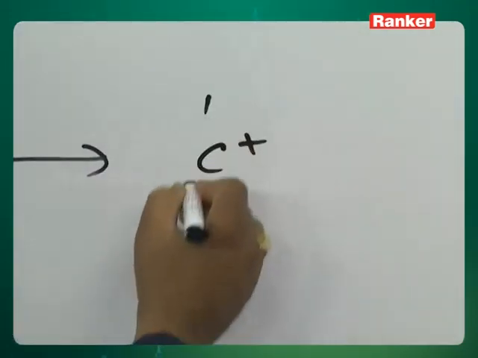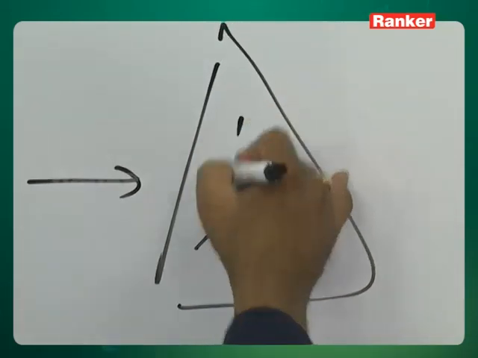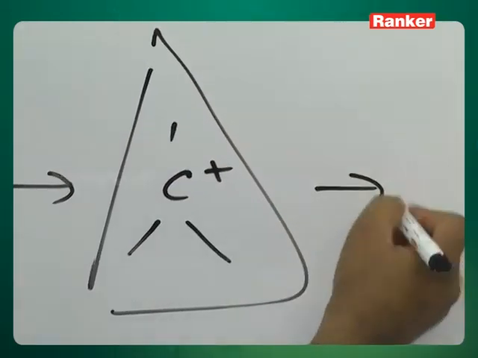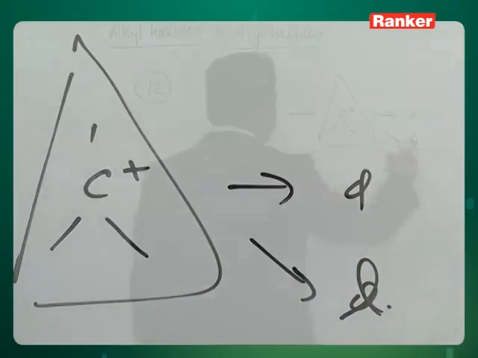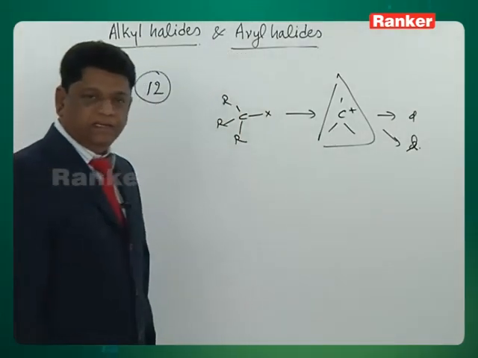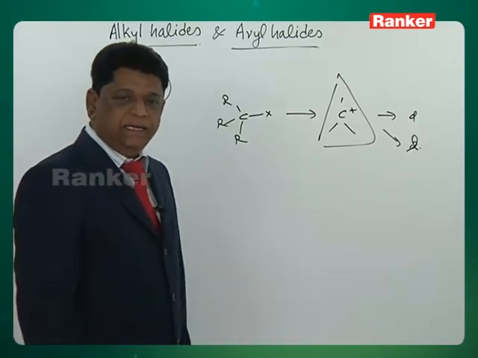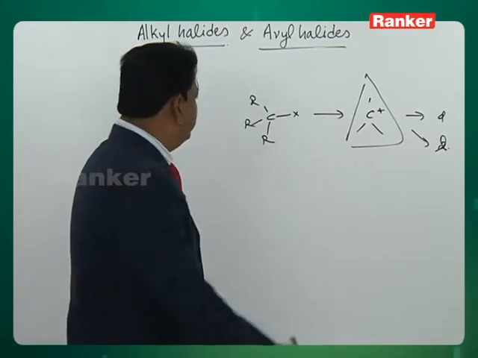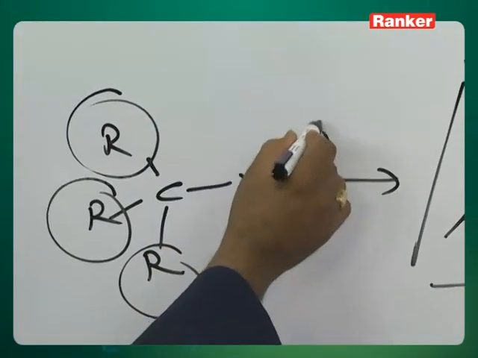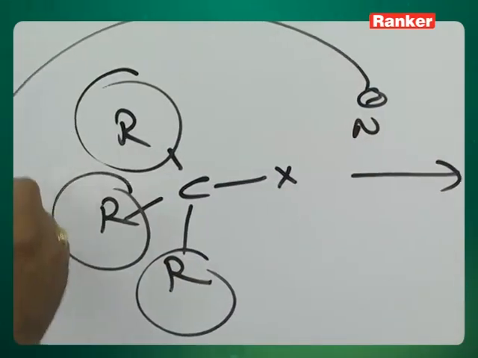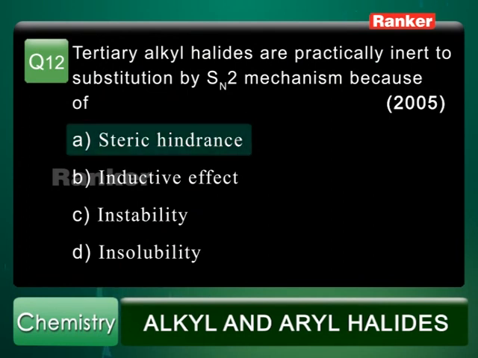So through a carbocation, the D and L types, the inversion and the retention type of configuration containing products will be formed. But in this reaction, he says the tertiary alkyl halide is inert because of the bigger groups. The nucleophile cannot attack from the backside just because of what? Steric hindrance. So the answer goes to A.